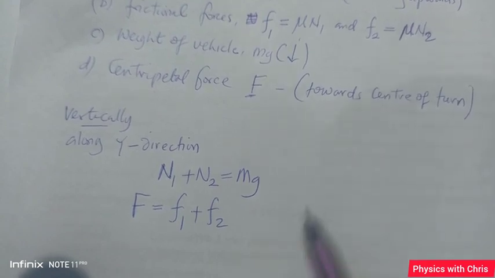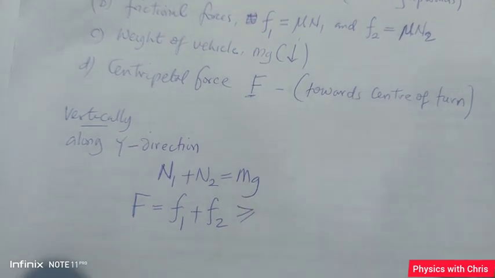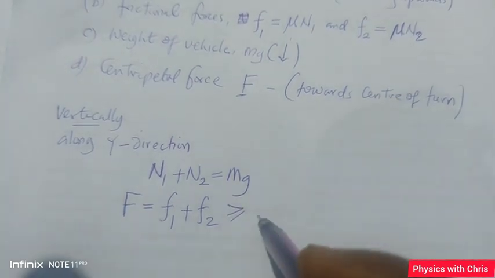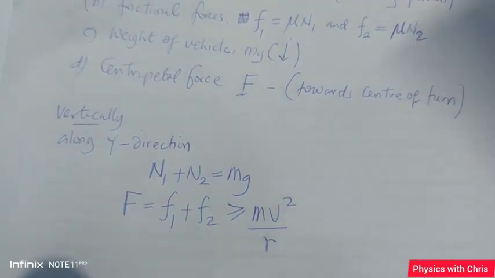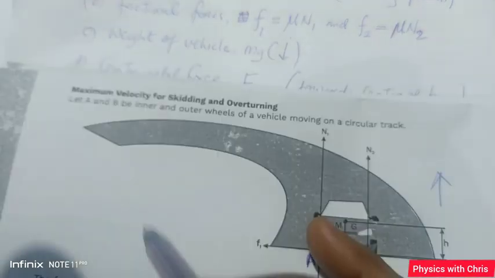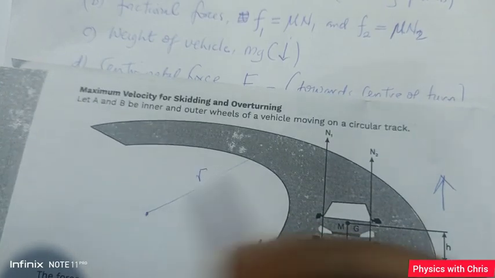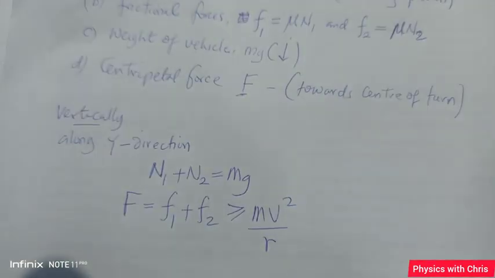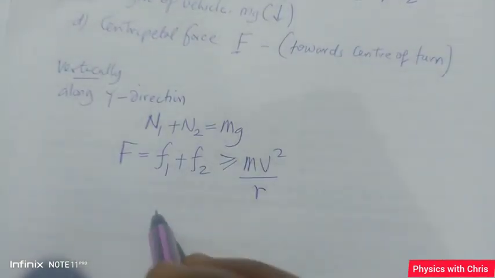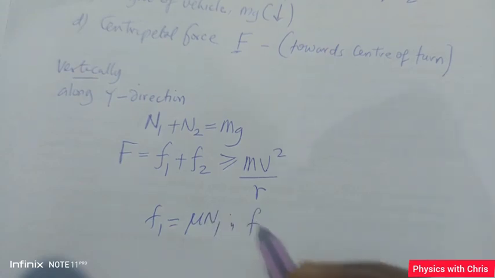So I expect that this frictional force should be greater than or equal to the centripetal force, which is given by mv squared over r. Recall that r is the radius of this circular track. The center of this track will be around here. So the distance to the center here is my radius, that is from the road to the center of the track. We also know that F1 is equal to mu N1 and F2 equal to mu N2.